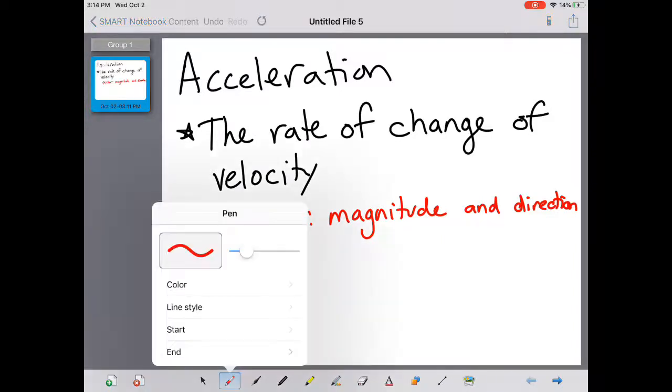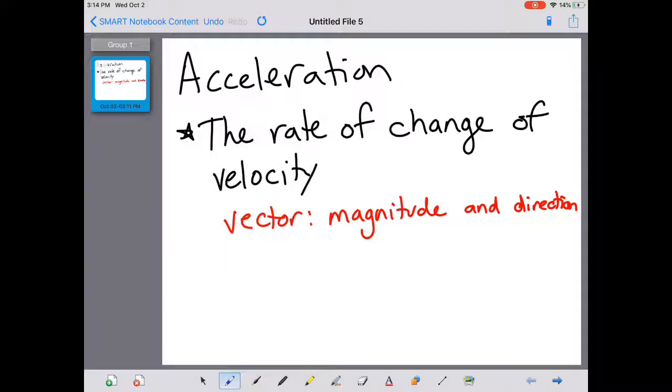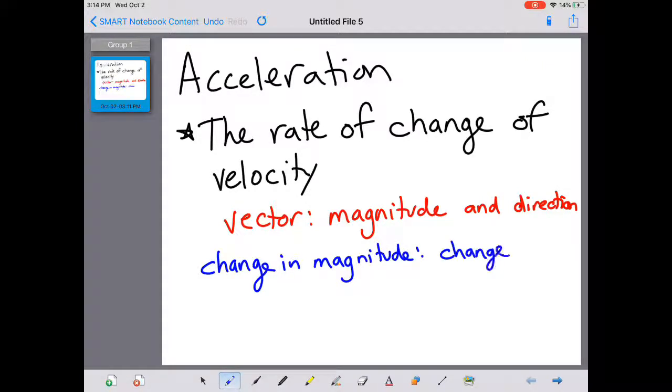All right, so a change in magnitude would just be a change of speed. A change in magnitude is simply a change of speed. And a change of direction is exactly what it sounds like.